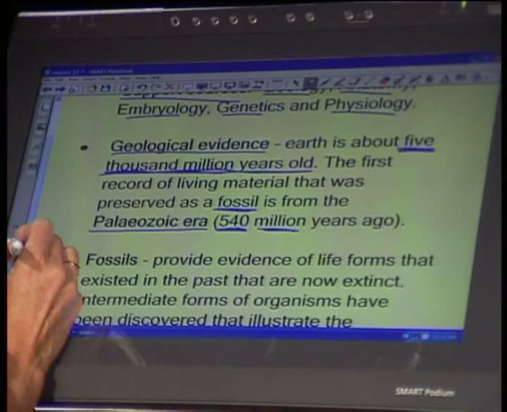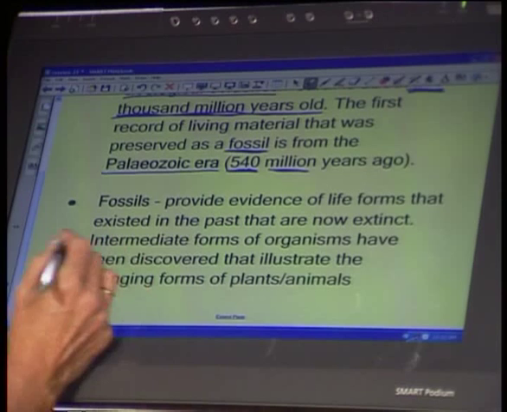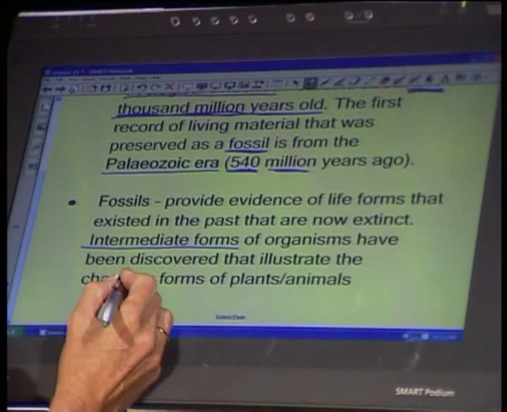Fossils provide evidence of life forms that existed. They also show the intermediate forms of organisms that have been discovered that illustrate changing forms of plants and animals. So we look to fossils. People dig up fossils. And you look at the fossil, and there's something that looks like an organism that is between a fish and a mammal. Maybe that is a bird, maybe it is an amphibian, or here's an animal that has no vertebrae. And that's what they do. They look at the different plant and animal forms that they can dig up in fossils, and they try to fit them into groups. Us human beings always have to put everything into little squares.